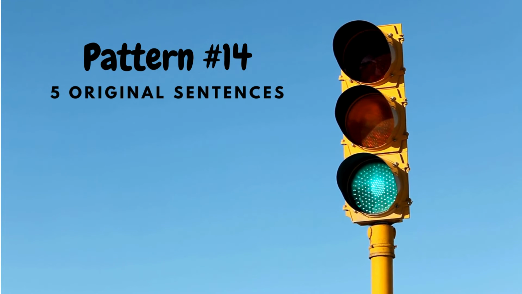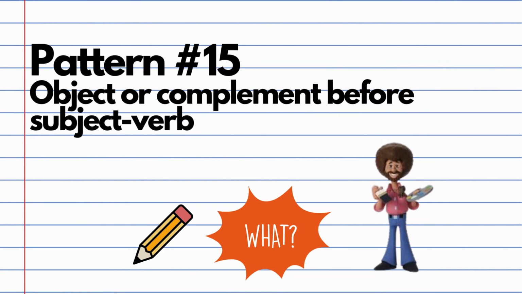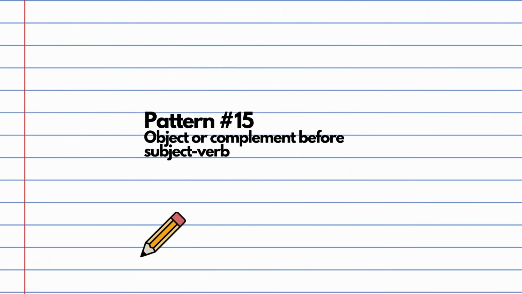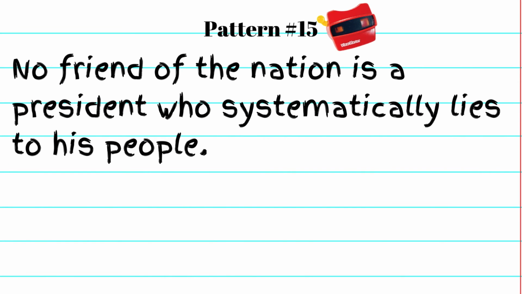Taking us to pattern 15, we're getting close to 20. Object or complement before subject or verb. Check it out. His kind of humor I very much appreciate. So it's kind of like talking backwards. This one is like a Jedi sort of language. No friend of the nation is a president who systematically lies to his people. All right. So this is good, especially like in the end of syllogisms. If you're using my heuristic, students tend to use this to really hammer home the conclusions in their syllogisms, and also in the conclusion paragraph of the essay. Pattern number 15 can be very useful.